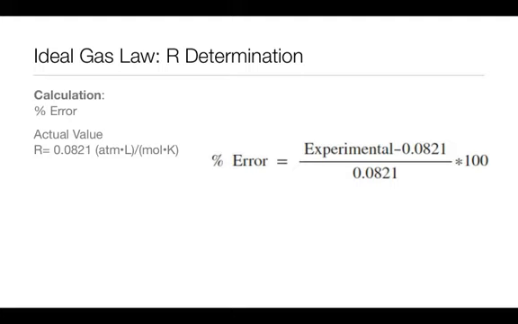So our percent error is simply going to take your experimental value. So the R value that you calculated is the experimental. You're going to subtract the 0.0821 from that and take the result of that difference and divide it by 0.0821 and multiply it by 100. This will give you your percent error for the experiment. Hopefully your percent error is around 10% or less. If it's not, by all means, don't worry about it.